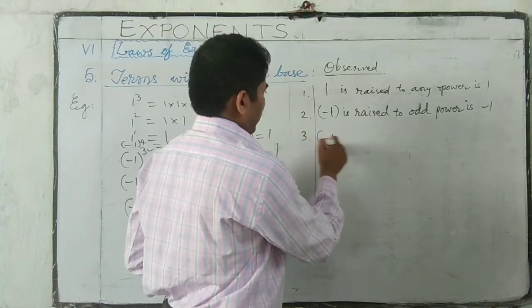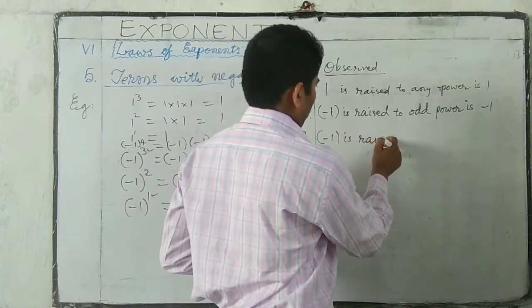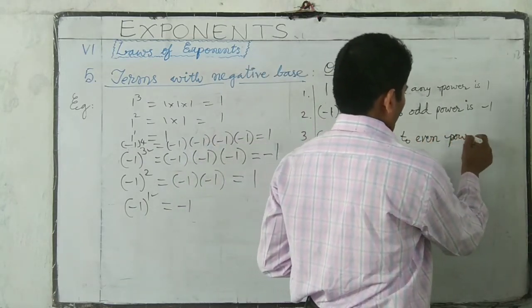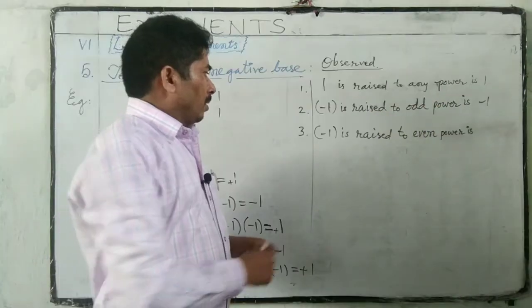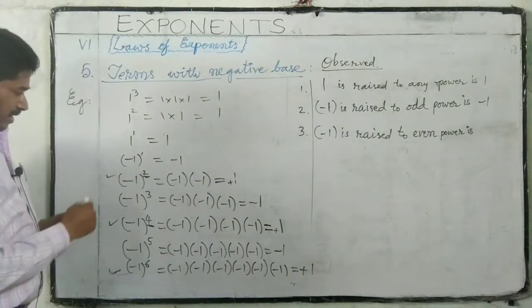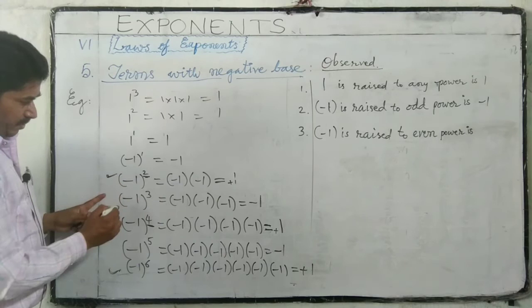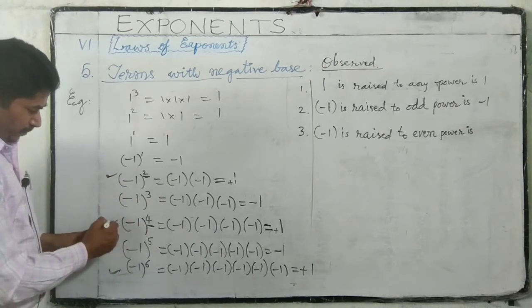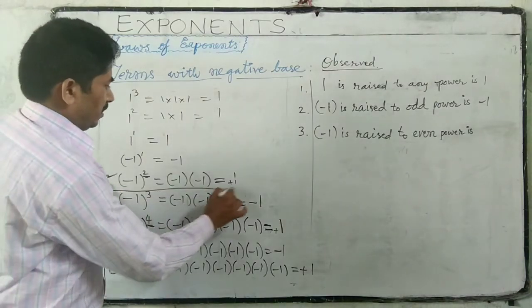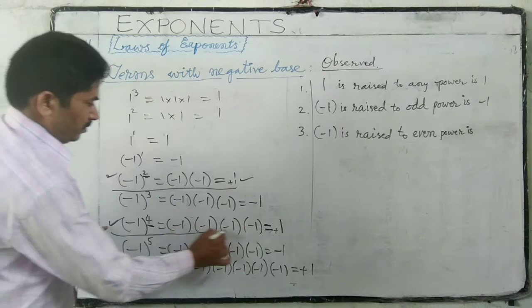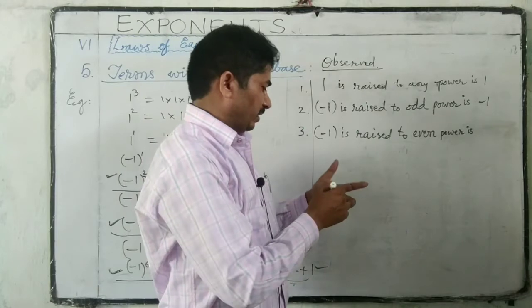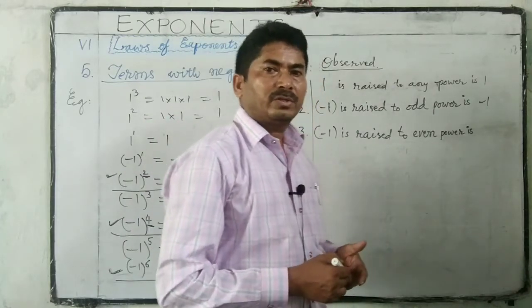Next, minus 1 raised to even power is, minus 1 whole to the power of 2, even power. Minus 1 whole to the power of 6, these are even powers. Plus 1. This is also plus 1. This is also plus 1. So minus 1 raised to even power is plus 1.